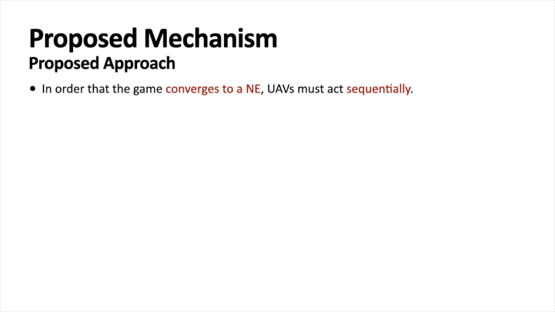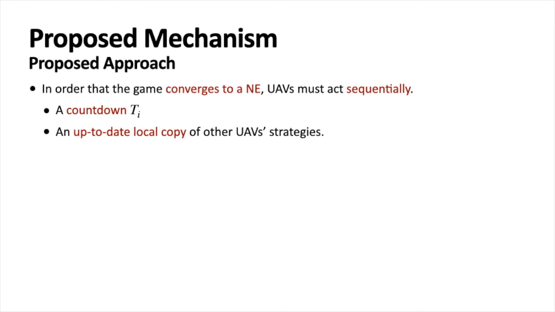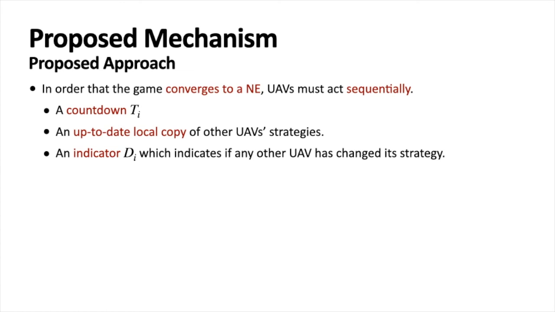Now, to the best of our knowledge, there is at least one Nash equilibrium in gamma. We get to move on to the proposed approach. In order that the game converges to a Nash equilibrium, UAVs must act sequentially. So first of all, each UAV has its own countdown. Second of all, an up-to-date local copy of other UAV strategies. And third of all, an indicator DI which indicates if any other UAV has changed its strategy.